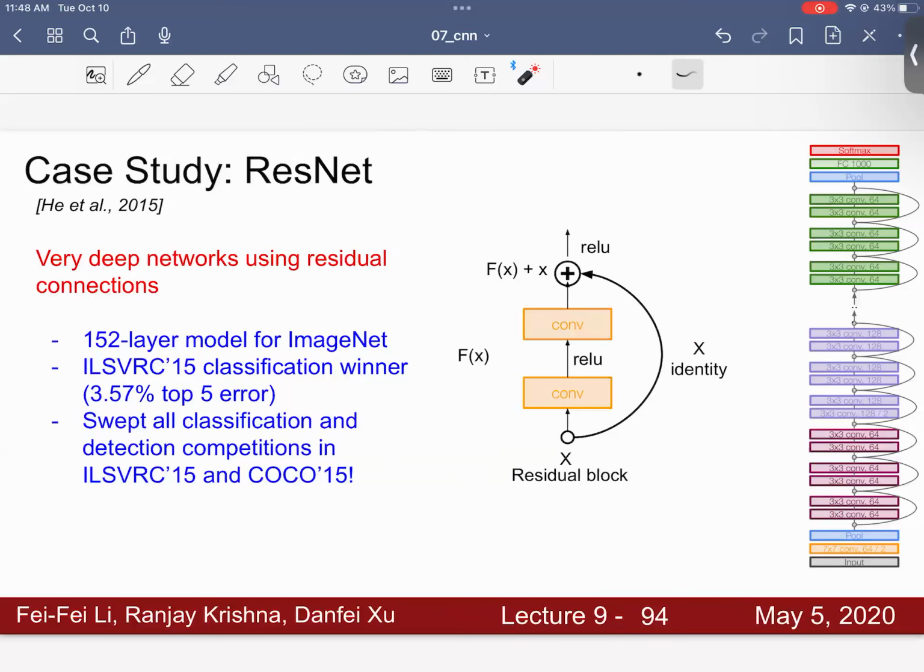People don't use techniques that were proposed in 2015 today. Kind of like people don't use BatchNorm that often, or people don't use Dropout that often. But people still use residual connections everywhere. Even Transformer uses residual connections. So it's a very, very important concept.